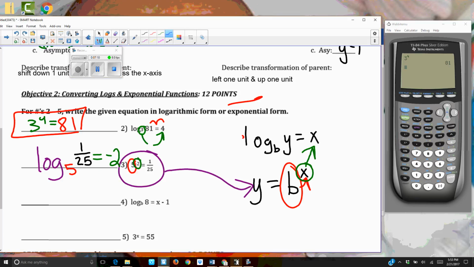Number 4 is in log form, so convert to exponential form. Take the base, in this case it's just a variable, raise it to everything on the other side, so it's b raised to the x minus 1 power equals whatever's left over.